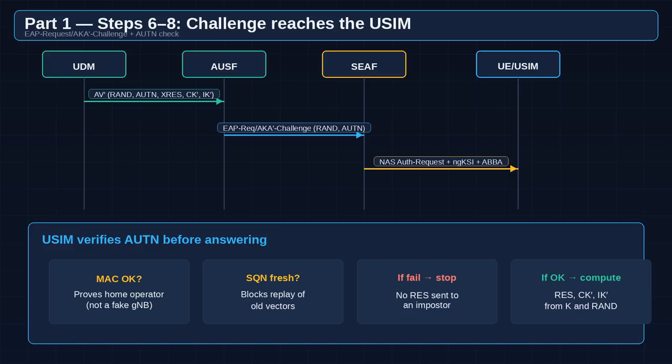On the UE side, the mobile equipment hands RAND and AUTN to the USIM. The USIM checks AUTN. If the MAC is wrong or the sequence number is stale, authentication fails right there. The network just failed to prove it is the real home operator. If AUTN checks out, the USIM computes RES, CK prime, and IK prime from the long-term key and RAND. That is mutual authentication starting to bite. The network already proved freshness to the USIM via AUTN before the phone has even answered.